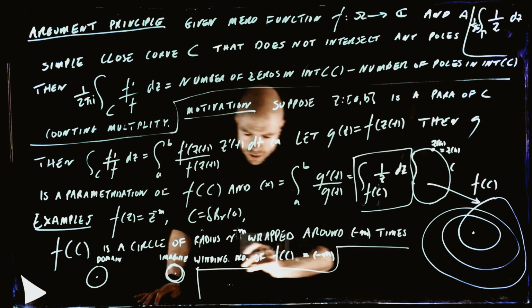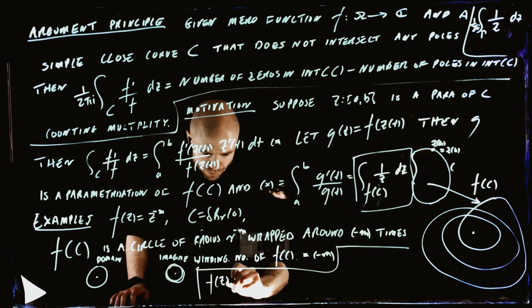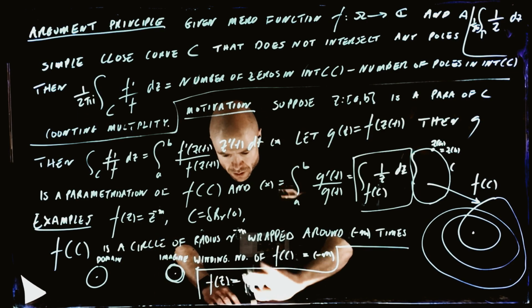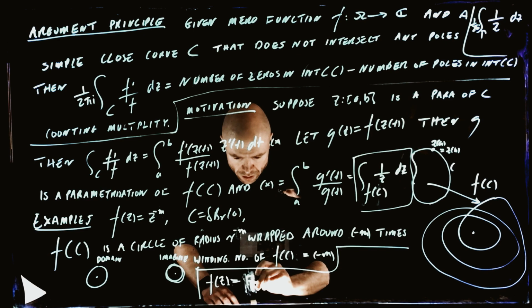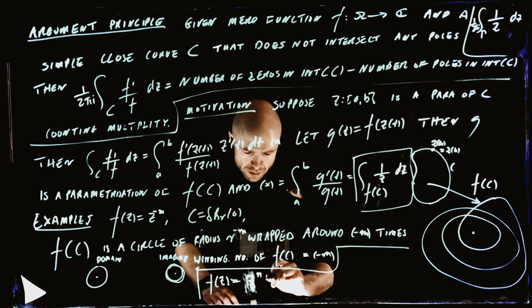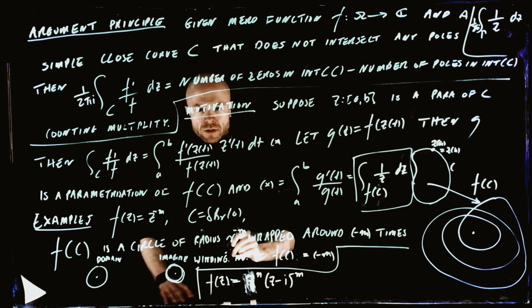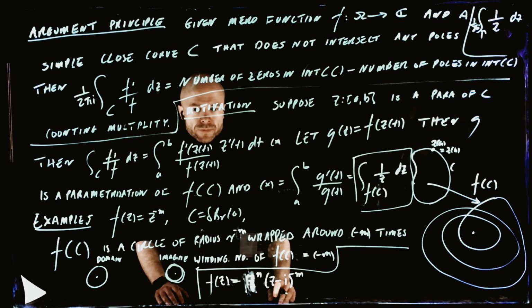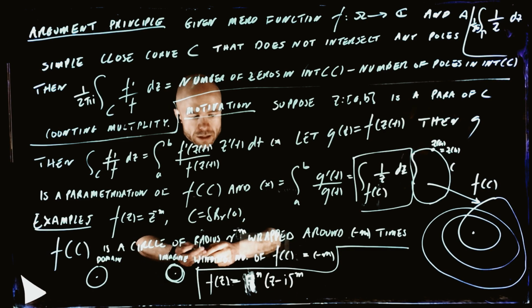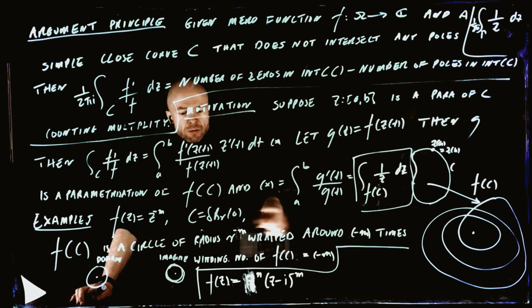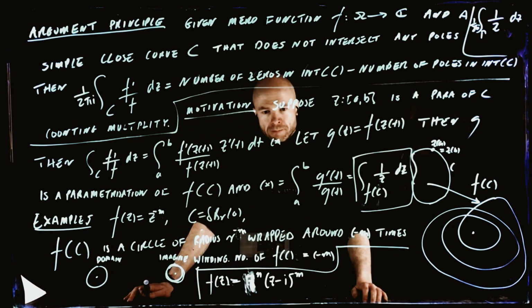All right, let's get fancy. Let's take an example like this. What if we have f of z equal to z to the n times z minus i to the minus m? Let's take some circle with a large radius. Tell me roughly what's happening to the circle when we map it with respect to this f here. What's happening to this circle?